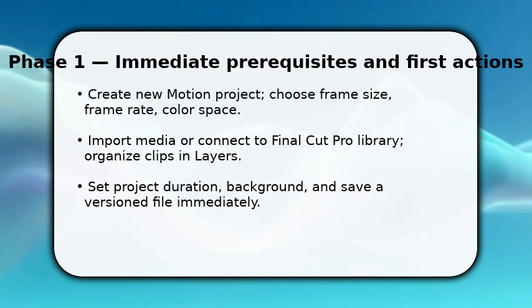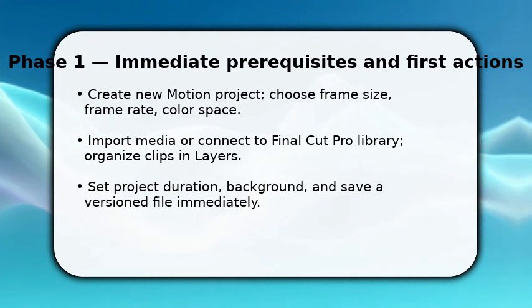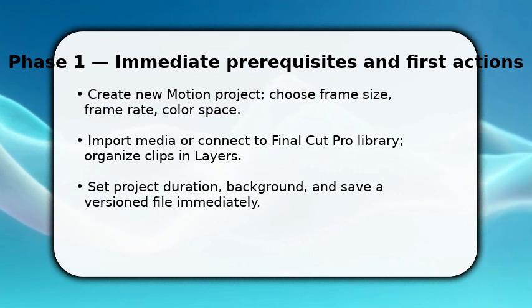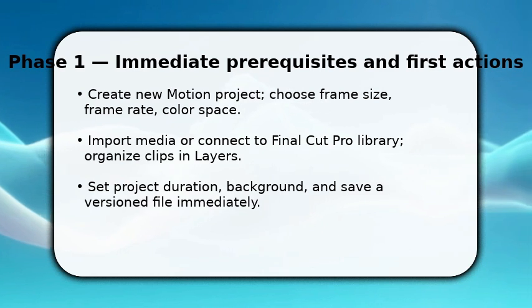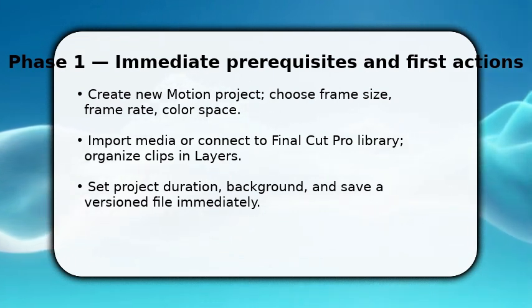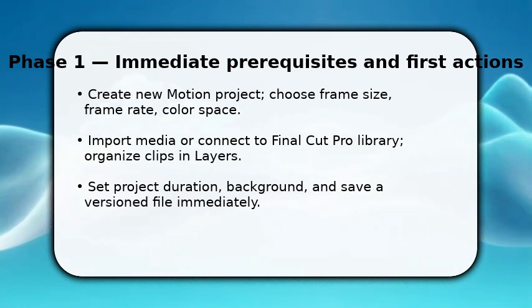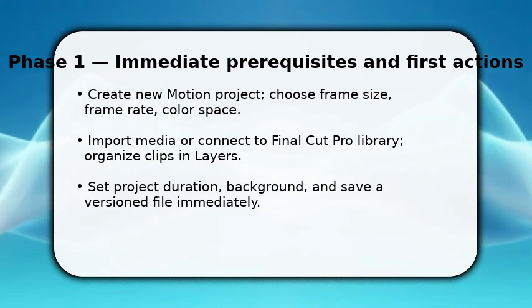You begin by creating a Motion project now. Pick the exact frame size and frame rate that match your final Final Cut Pro timeline so you avoid reconform later. Once selected, import your primary footage and organize it into layers. This saves time when animating. Make sure to set the project duration to the longest needed clip, add a neutral background, and save a versioned file. This first organization step reduces errors and makes subsequent rigging and behaviors predictable and fast.